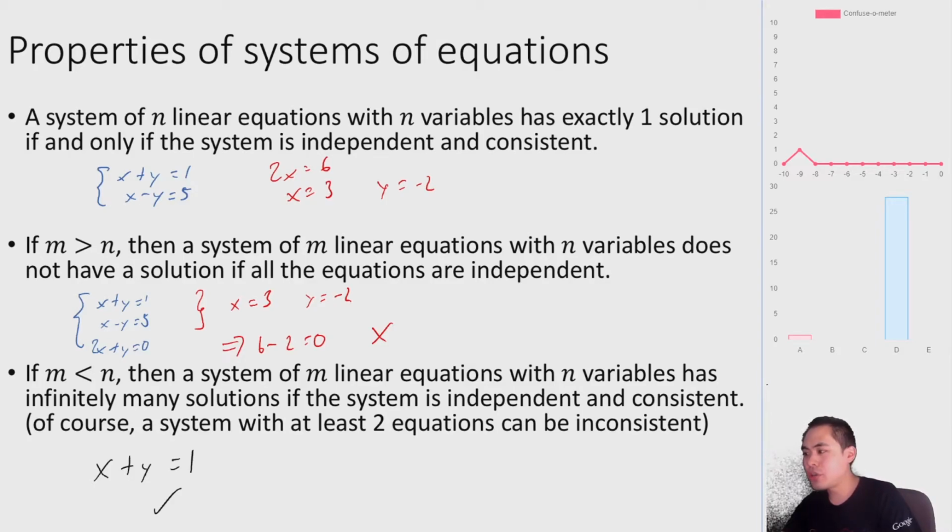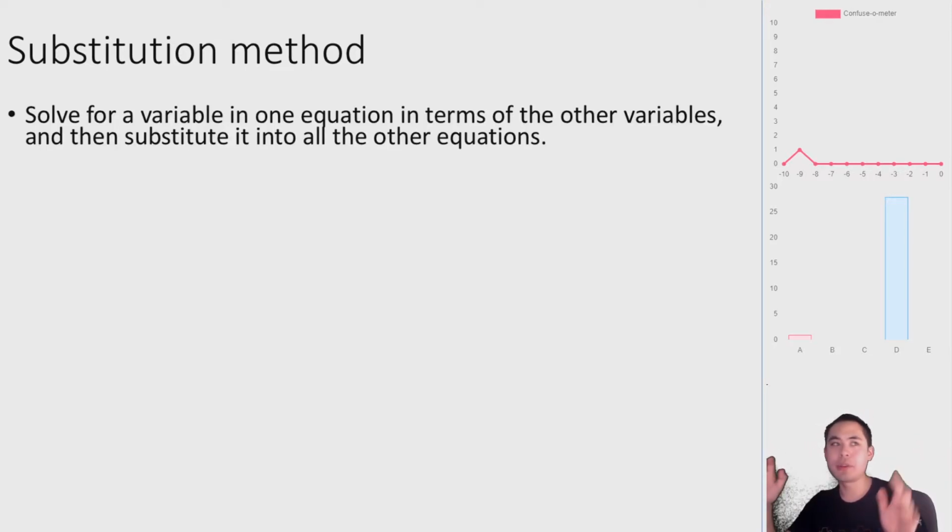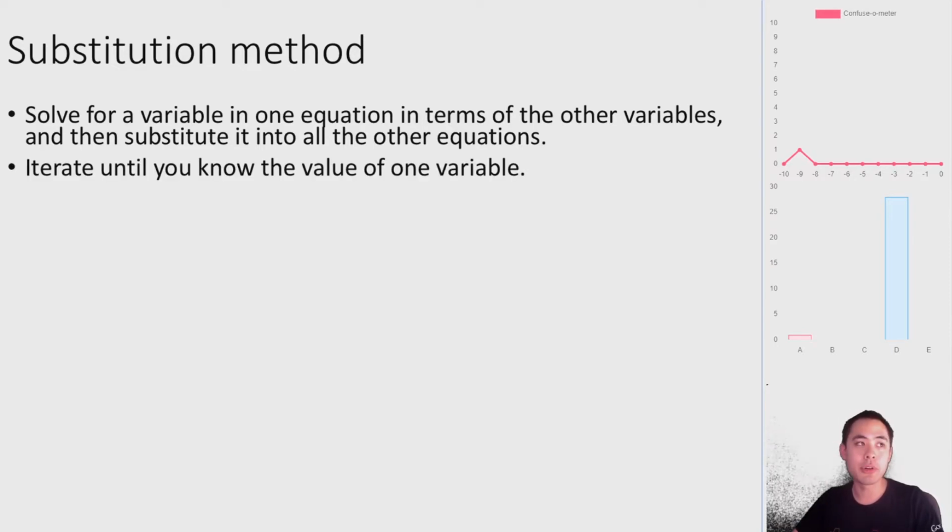And so now let's actually go to solving these systems of equations. There are several different methods. The first one you have probably learned before, so a lot of this ought to be review. It is the substitution method. You solve for a variable in one equation in terms of the other variables, and then substitute it in. You iterate until you know the value of one variable, plug that variable into all equations, and repeat the entire process with fewer variables.